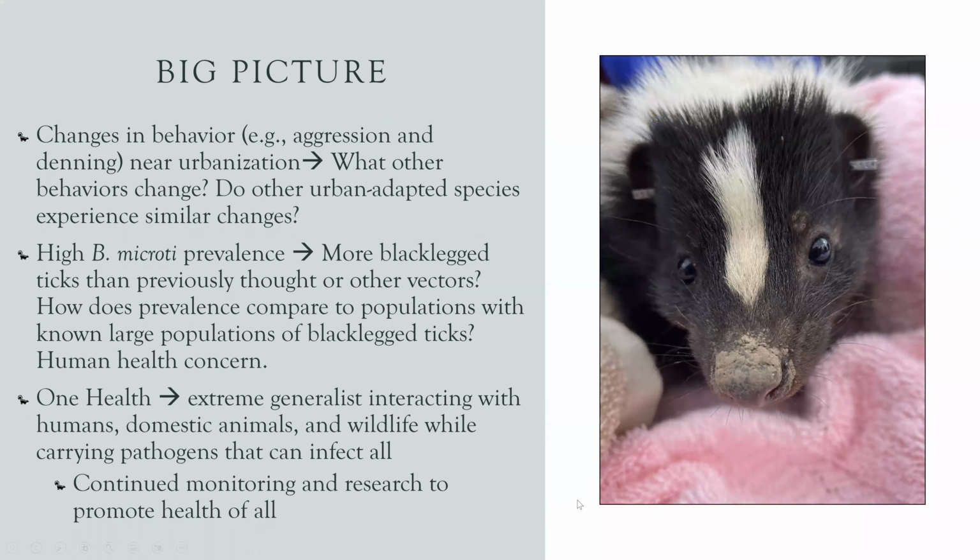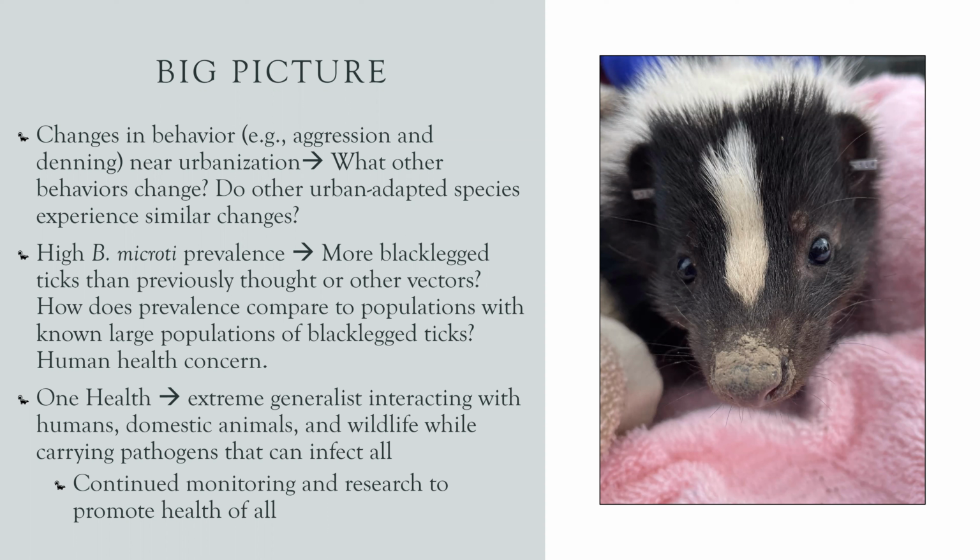And so big picture, overall, we've detected changes in behavior near urbanization. In this study, I detected changes in denning behavior. Past studies have detected changes in aggression. So what other behaviors change? And do other urban adapted species also experience similar changes? And what does that mean for the community as a whole?